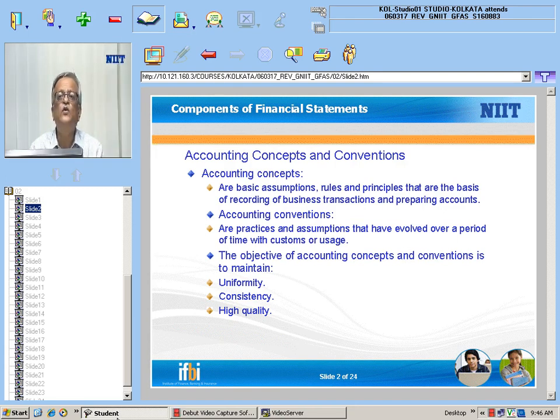And last is high quality. High quality means if an organization follows the accounting standards, then the financial statements will be of high quality. So that is the reason why accounting standards must be followed by organizations.